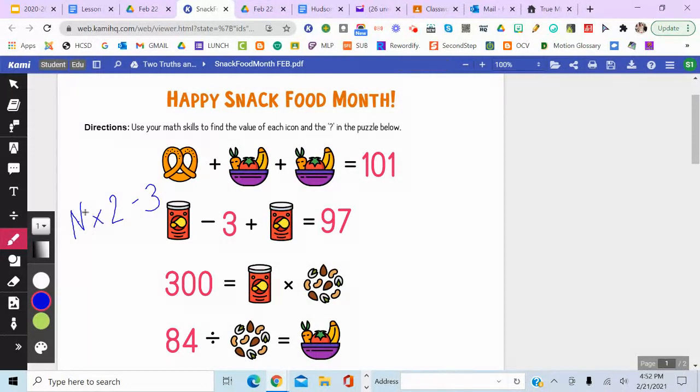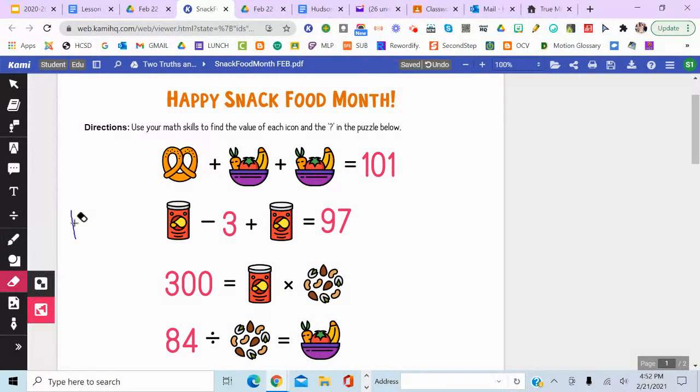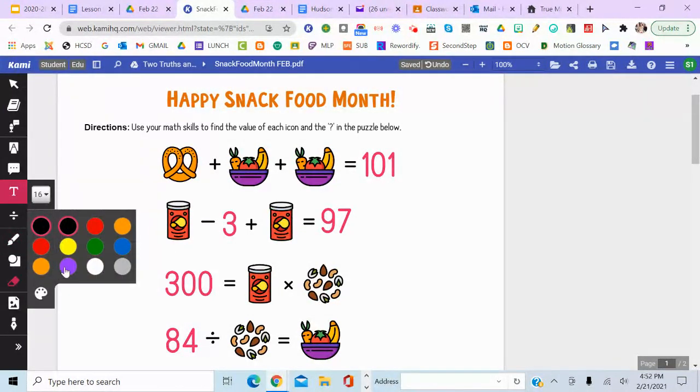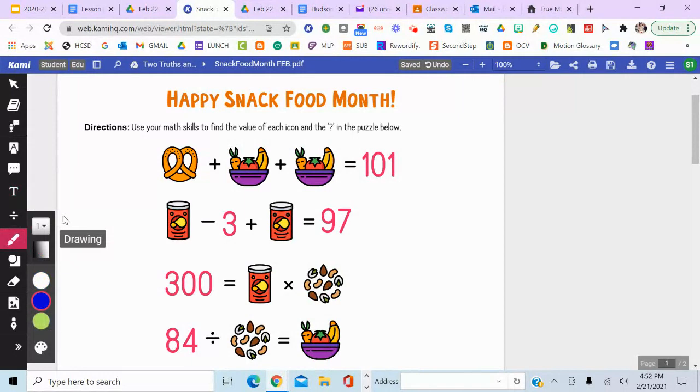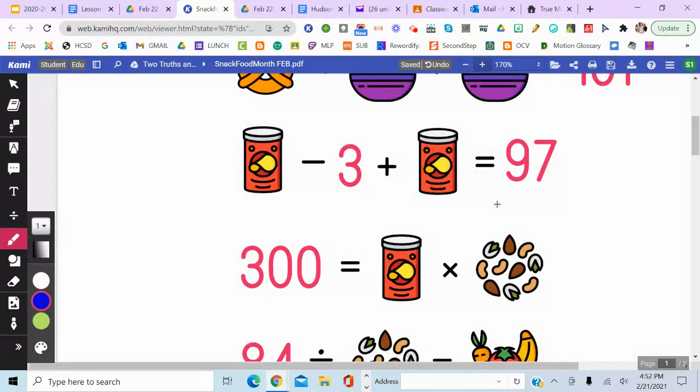So if I think about what number times 2, and then I take 3 away, is going to be 97, I can pretty easily recognize that this is going to be 50. So 50 is going to be the value of the potato chip. I'm actually going to zoom in here. So this is 50 minus 3 plus 50 equals 97.